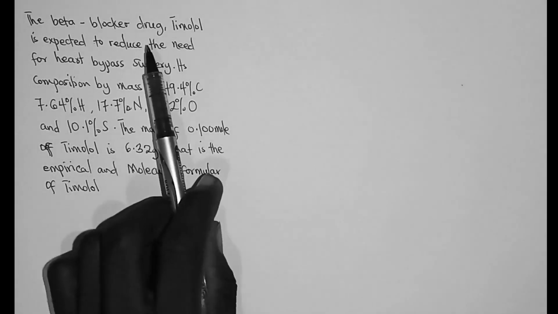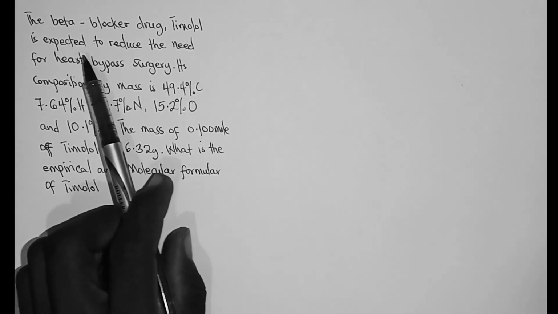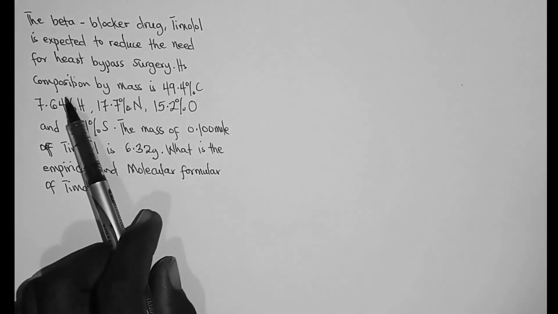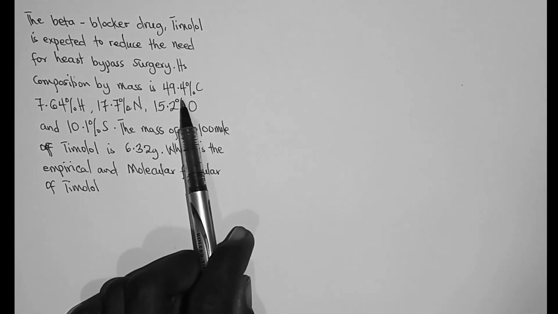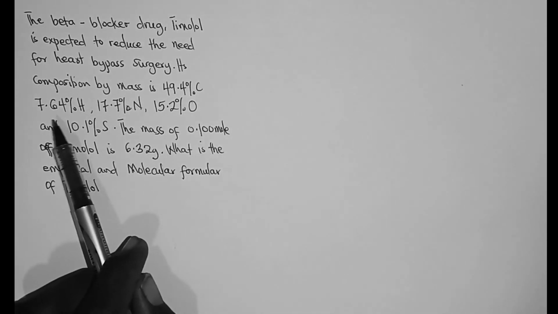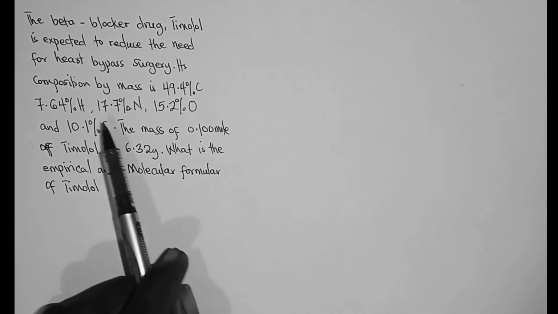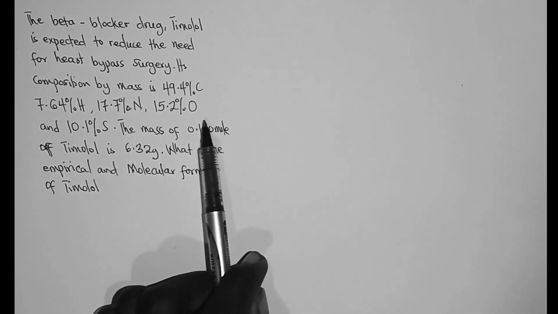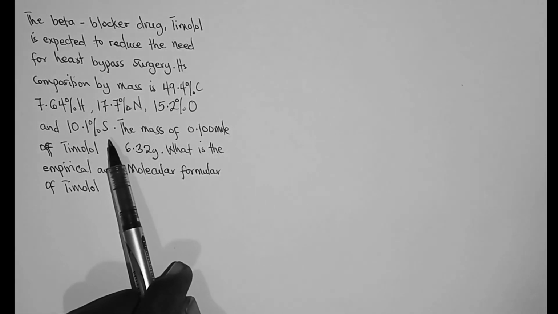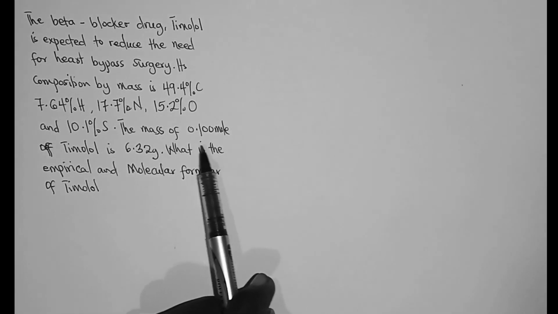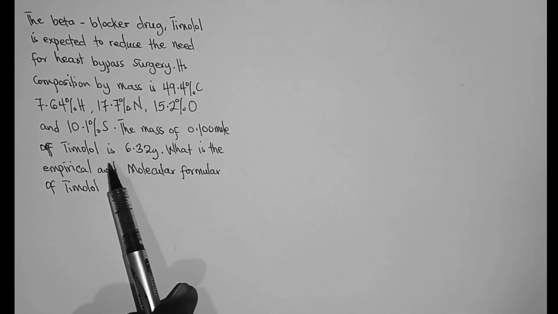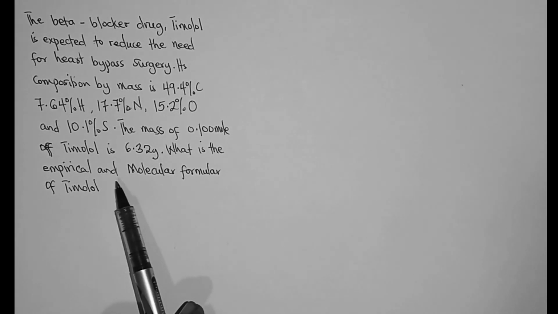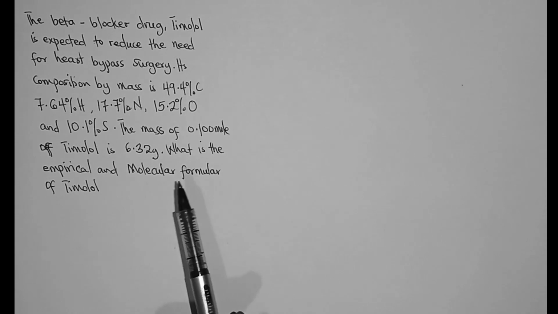The beta blocker drug timolol is expected to reduce the need for heart bypass surgery. Its composition by mass is 49.4% carbon, 7.6% hydrogen, 17.7% nitrogen, 15.2% oxygen, and 10.1% sulfur. The mass of 0.1 mole of timolol is 6.32 grams. What is the empirical and molecular formula of timolol?